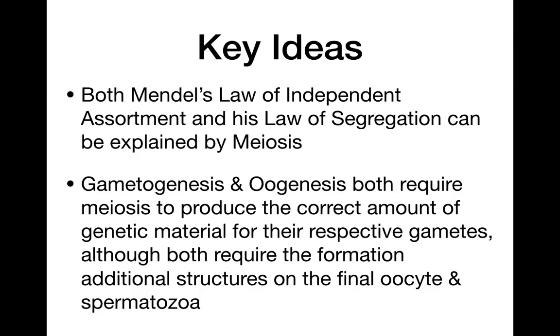Okay, so here are your key ideas. Mendel's law of independent assortment and his law of segregation can be explained by meiosis. Spermatogenesis and oogenesis both require meiosis to produce the correct amount of genetic material for the respective gametes, although both require the formation of additional structures on the final oocyte and the spermatozoa.